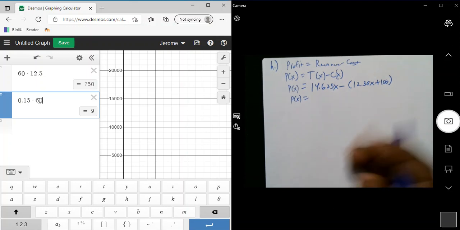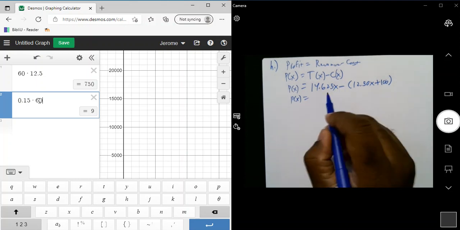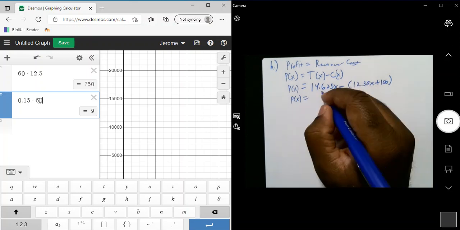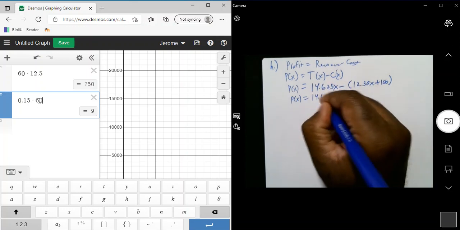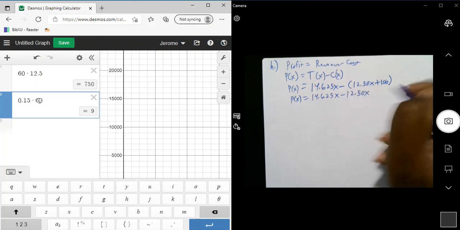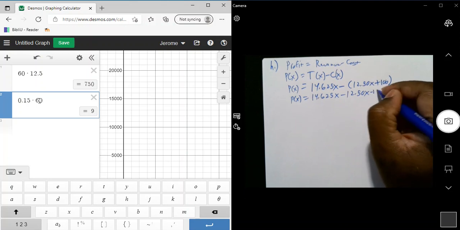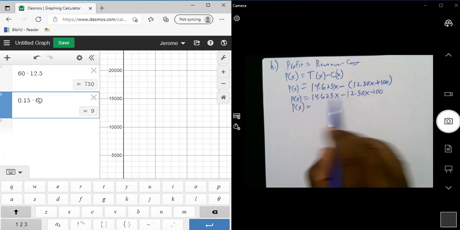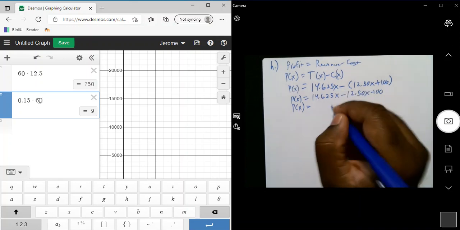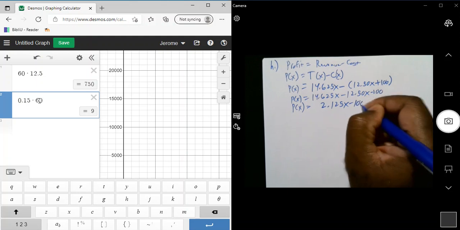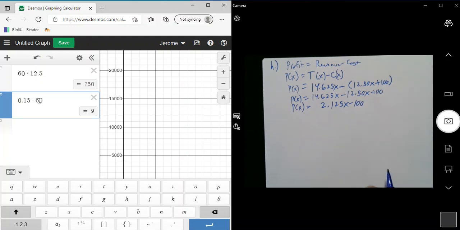Now, when you put this together here, this subtraction would change the sign of everything inside this parenthesis. So you have 14.625X minus 12.50X minus 100. So we like to combine like terms here. This will give us 2.125X minus 100. Now, we go to I.